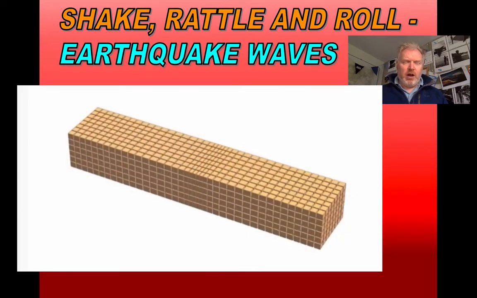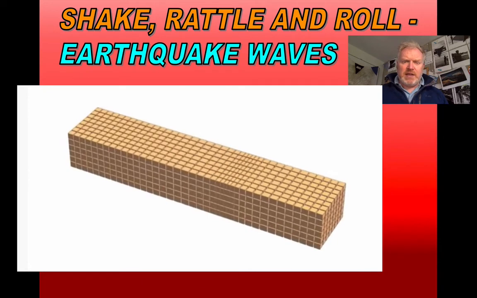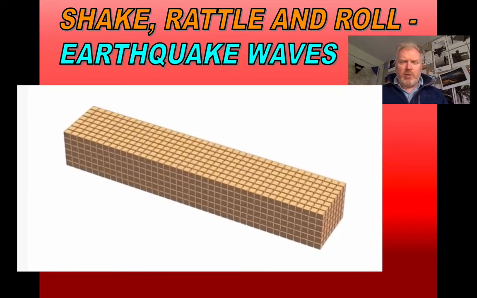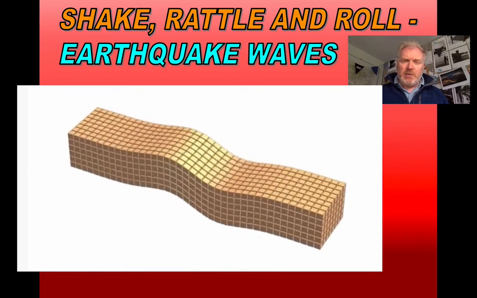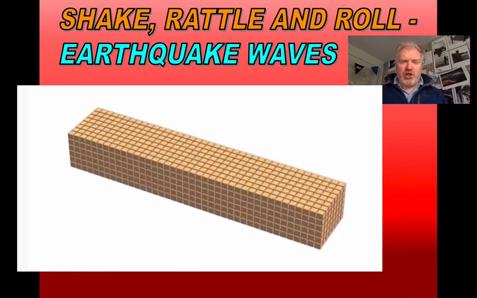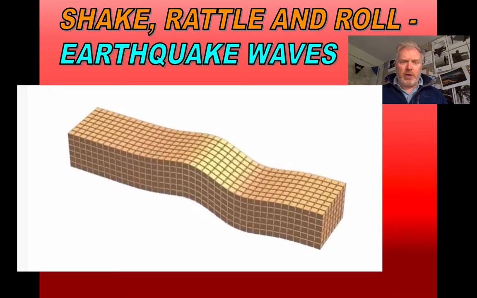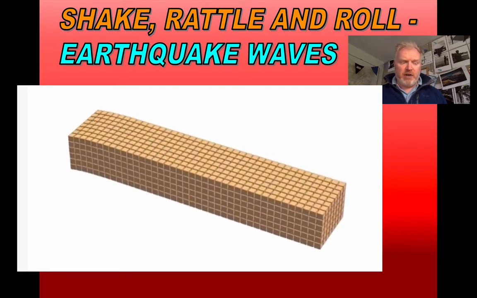P waves are longitudinal waves. You can see the vibration is in the same direction as the way the wave is moving. It makes them the fastest. S waves, a little bit slower, are shear waves. They move vertically up and down, perpendicular to the direction of movement.